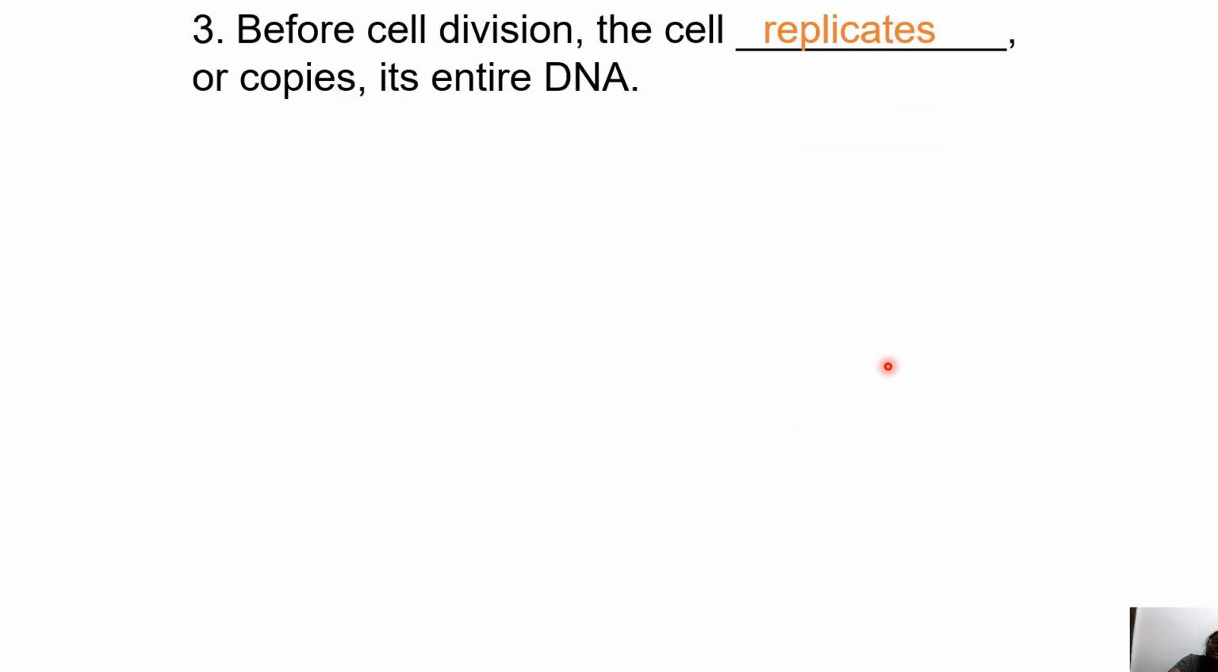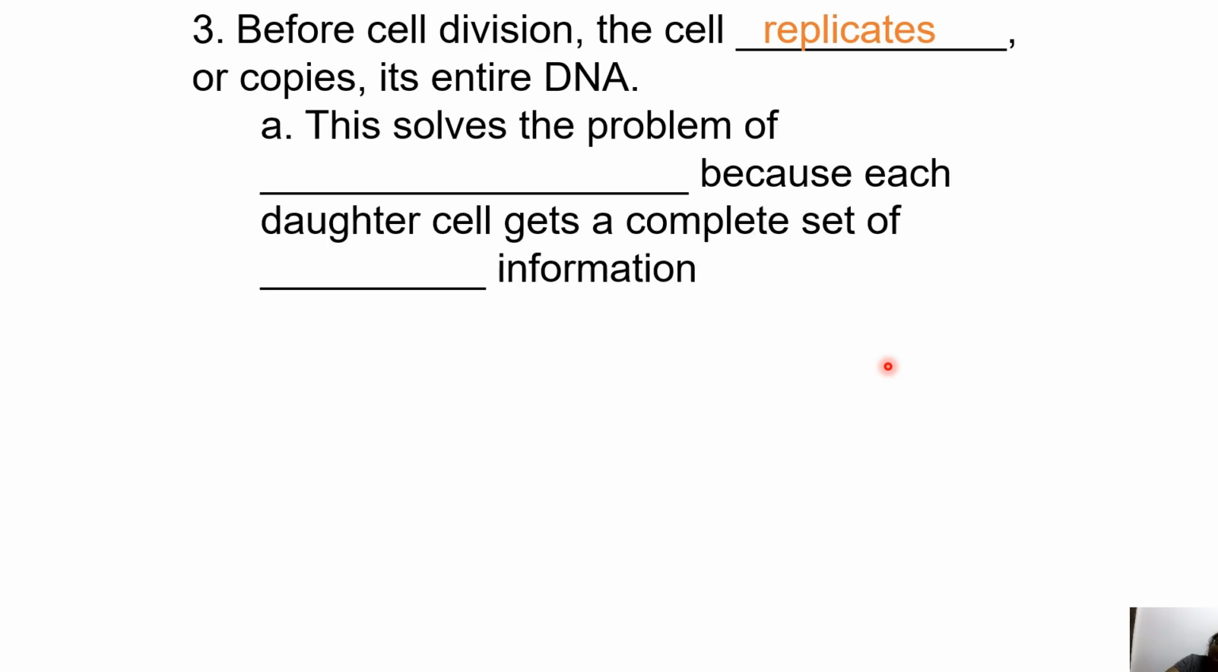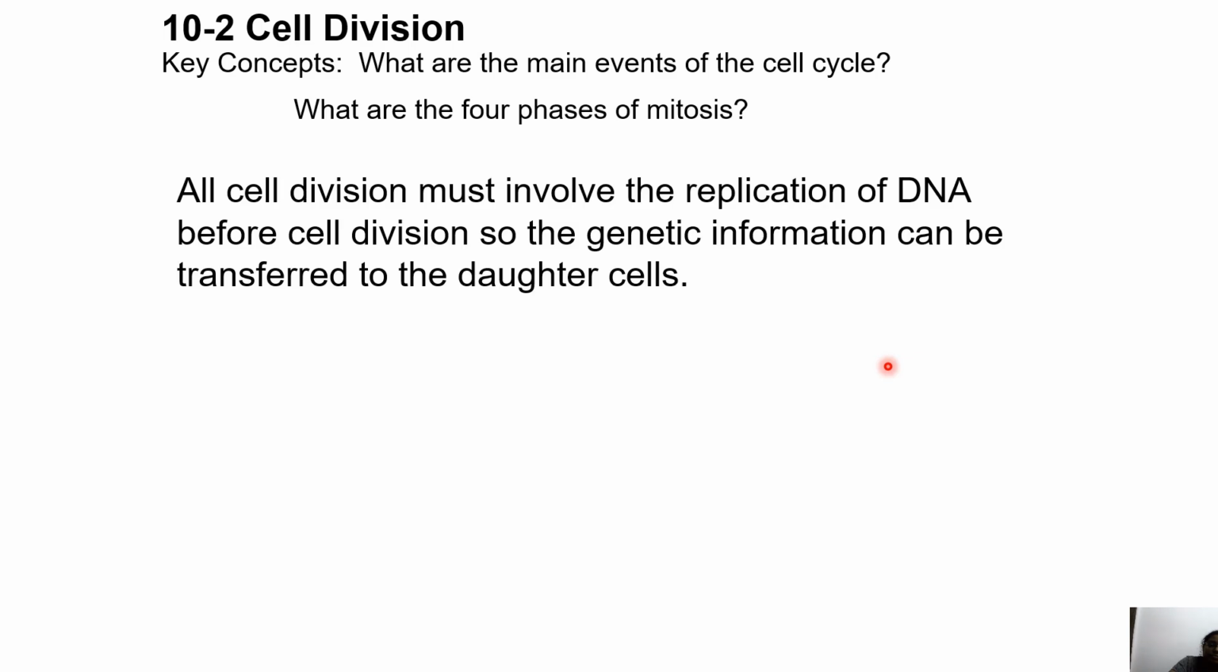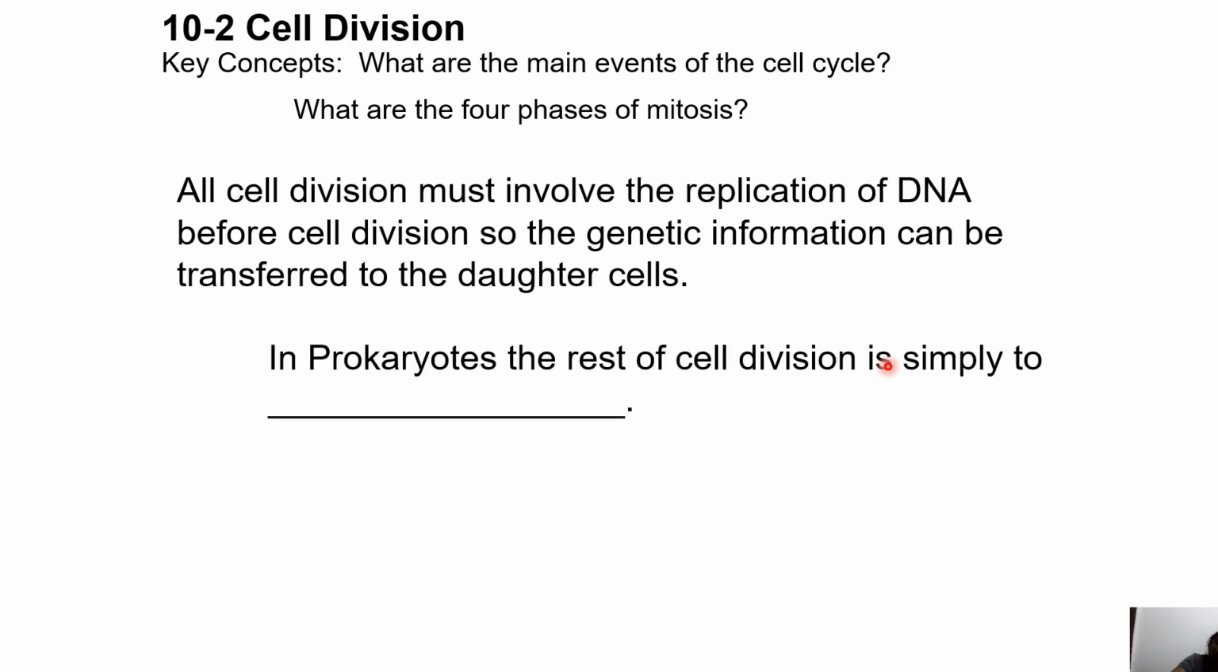So before cell division, the cell replicates or copies its entire DNA, and this solves the problem of information storage, because each daughter cell gets a complete set of genetic information, and each cell has an increase in the ratio of surface area to volume that allows for more efficient exchange of materials with the environment. Okay, so all cell division must involve the replication of DNA before cell division, so that the genetic information can be transferred to the daughter cells.